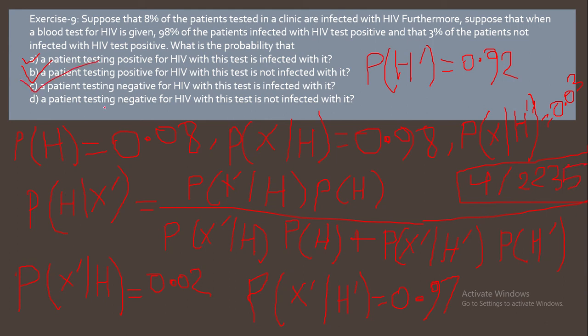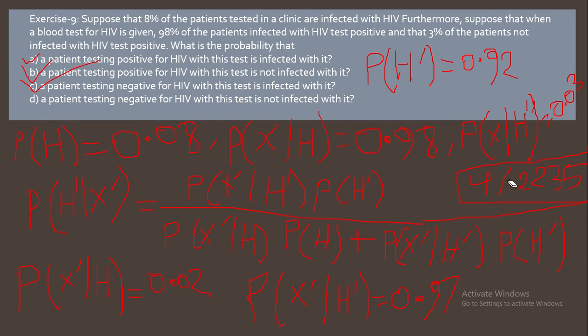Now if we look at question D, it is said that someone has been tested negative. That means given that x prime, what is the probability that he is not infected with it? That means given that x prime, what is the probability of h prime? So if we again use the formula, it will be p of x prime given that h prime into p of h prime divided by p of x prime given that h into p of h plus p of x prime given that h prime into p of h prime, right?